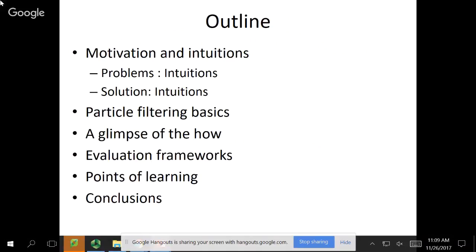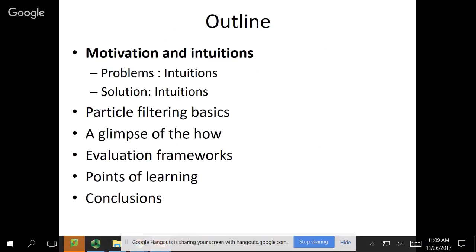So we're going to be talking about these motivations and intuitions in the first part of this, and I'm going to be giving a few examples to ground them. We're then going to go into some high-level glimpses of particle filtering, including some contributions from some in the room. And then we're going to talk about some of how it works. I'll then speak very briefly about evaluation and particle filtering and some points of learning before concluding with some remarks.